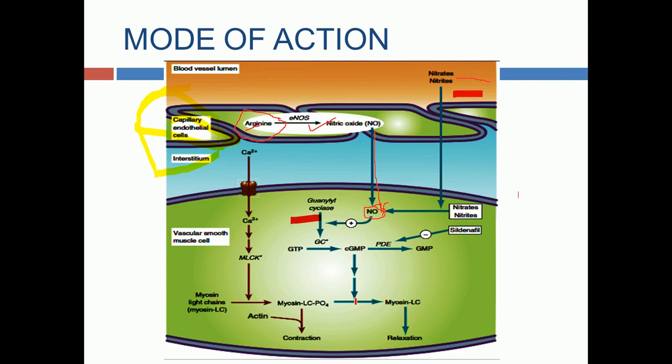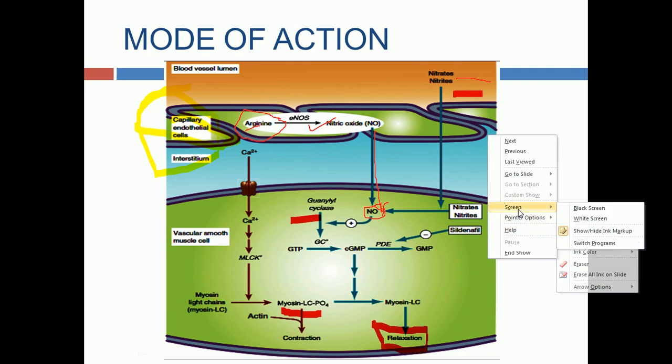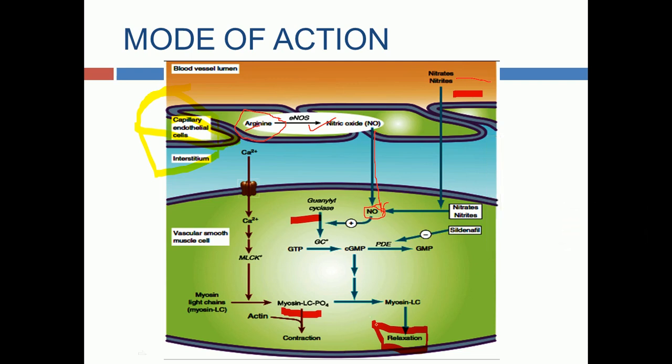Cyclic GMP actually causes the dephosphorylation of myosin light chain. Myosin light chain, if phosphorylation occurs here, it will cause contraction, which is already there. So this will cause dephosphorylation and ultimately this will cause relaxation. This is the mechanism of action.